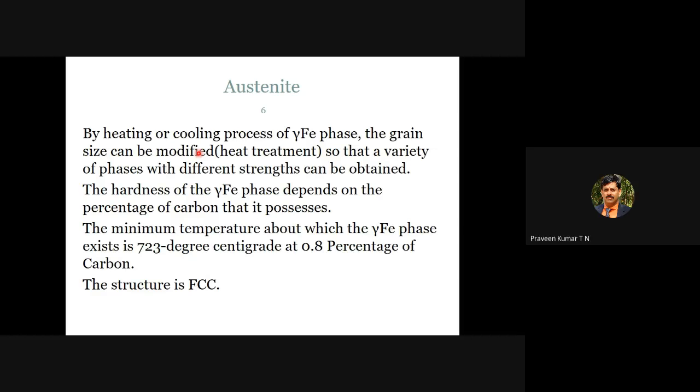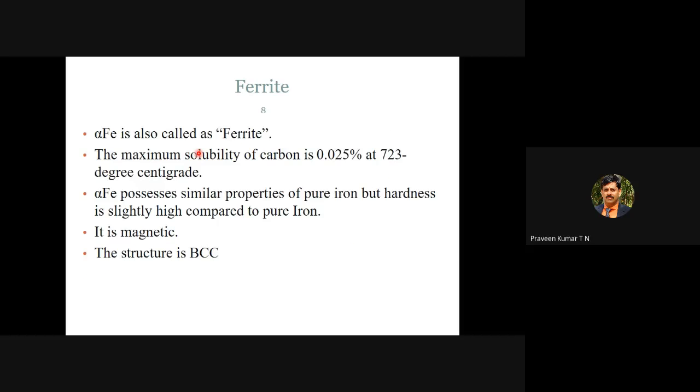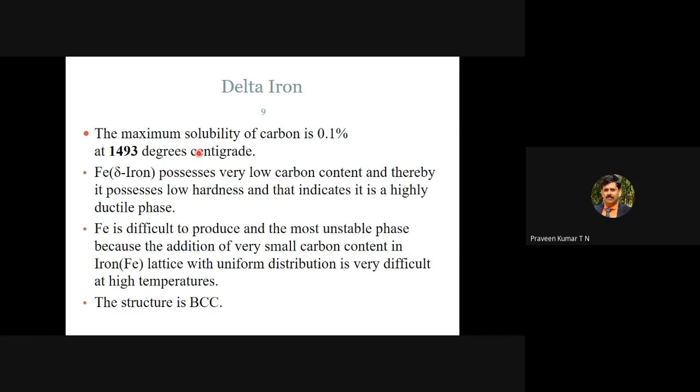Then one more is austenite. Austenite is FCC structure, as we have already discussed, and it will exist down to 723 degrees Celsius. There is one more, ferrite. That is nothing but alpha iron. The maximum solubility is 0.02%. Again, you should be able to identify 0.02% in the iron carbon diagram. Then 723 degrees also you should be able to mark in the iron carbon diagram. So one more is delta iron. The maximum solubility of carbon is 0.1%. Again, you should be able to write it in the iron carbon diagram.